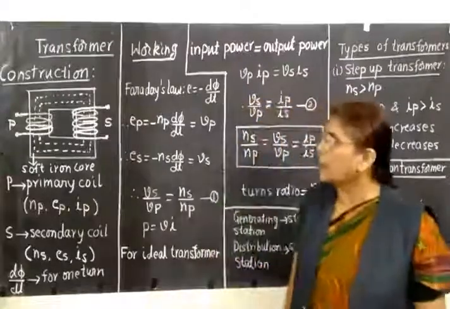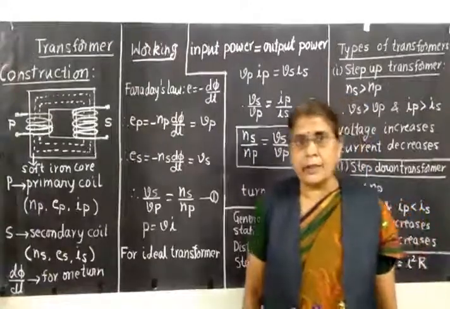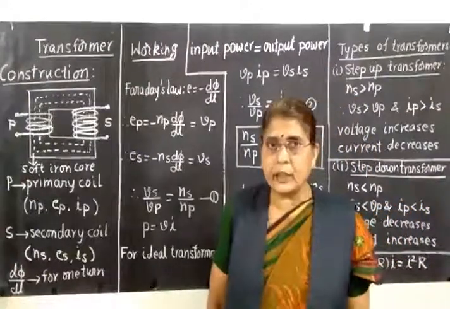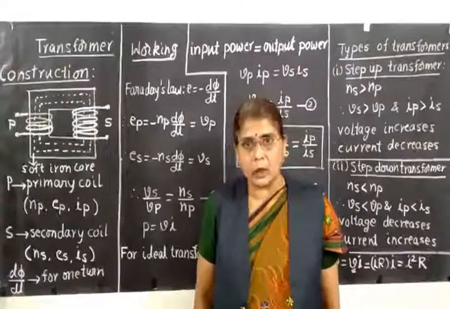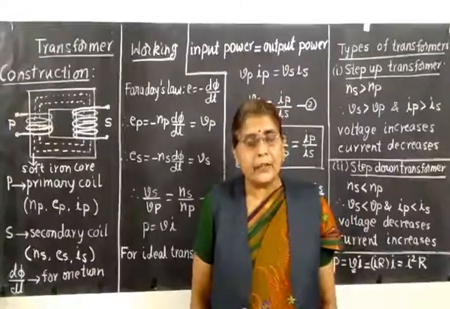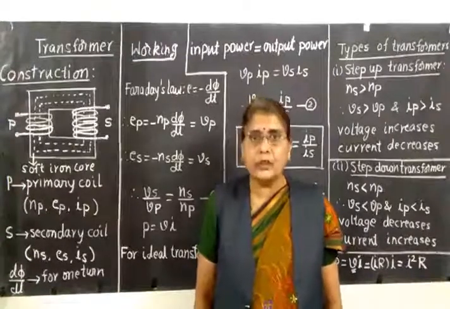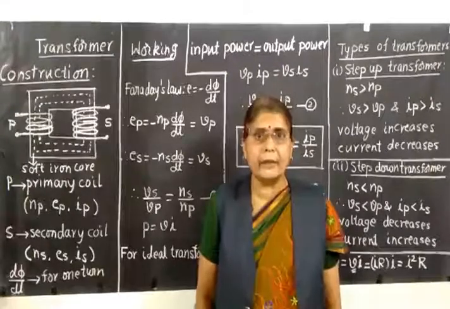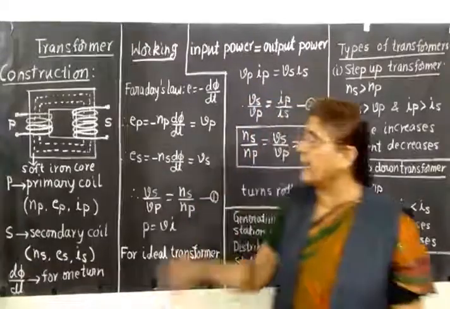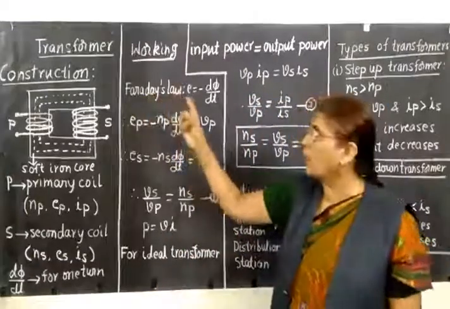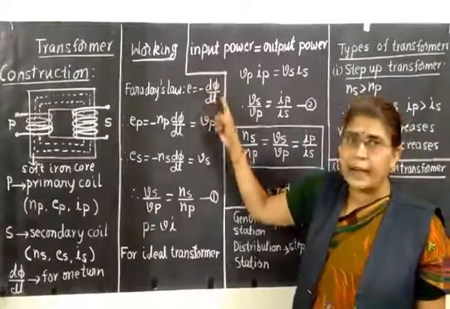Now let us go to the working of this transformer. In the previous chapter, electromagnetic induction, we had seen that when current passes through a coil, then a magnetic field is produced inside it and therefore a flux is linked with it. And if you change the magnetic flux, then EMF is induced in the coil. And the magnitude of induced EMF is given by Faraday's law. So according to Faraday's law, induced EMF E is equal to minus d phi by dt.